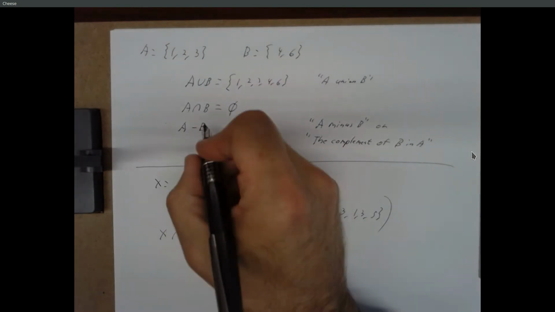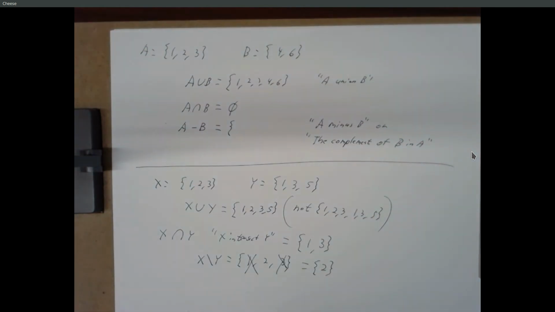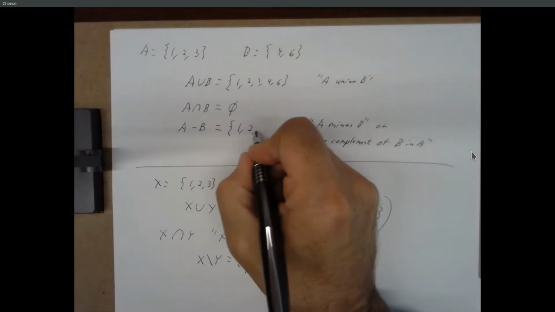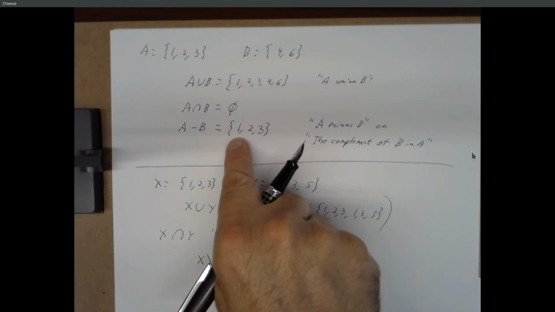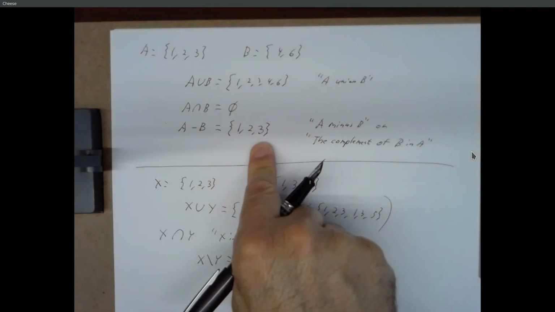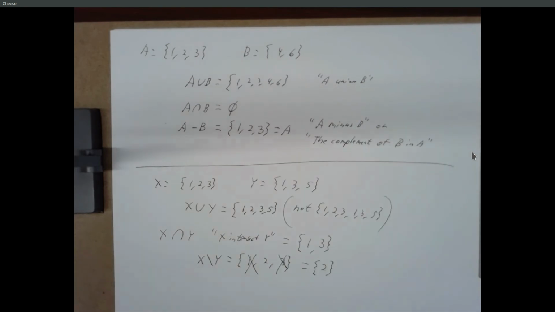So up here, what is A take away B, or A minus B, or the complement of B in A? It's just going to be {1, 2, 3}, because we're going to start with the things in A, and then throw away anything that's also in B. Well, that's not in B, that's not in B, that's not in B, so there's nothing to throw away. So it just turns out to be equal to A.